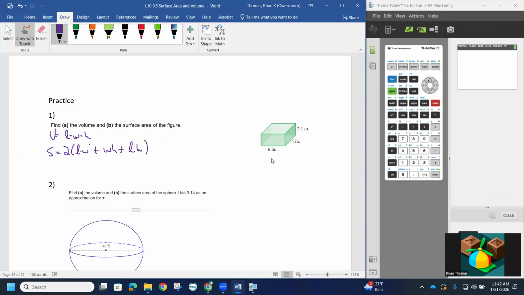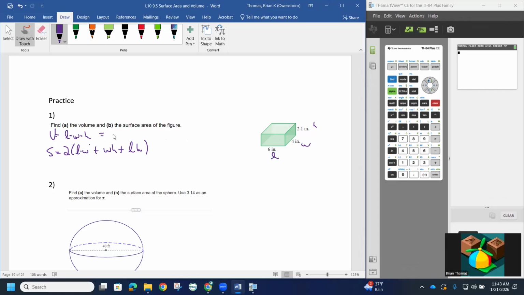So if I call this the length, this is the width, and this is the height, notice that the length and the width would be determining the area of the bottom, which would also be the area of the top. The width times the height would be the right side and the left side. The length and the height would be the front and the back. So we have those faces, and really all we've got to do is substitute into these formulas.